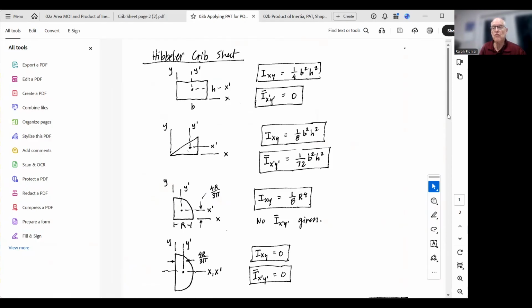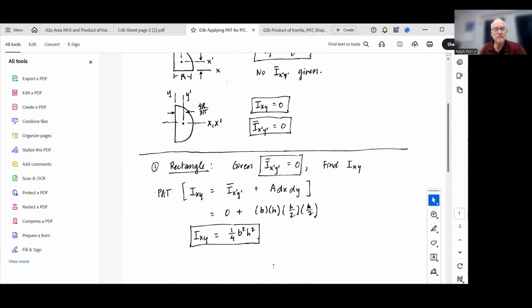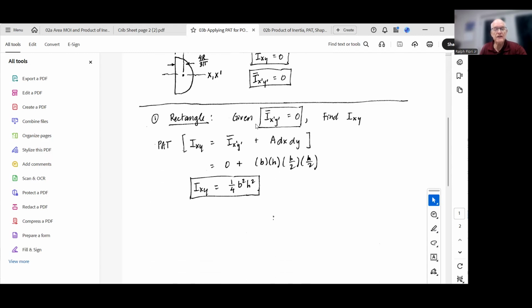Let's actually work with those formulas on the Hibbeler sheet a little bit, just for fun. For the rectangle, he gives Ixy is 1/4 b squared h squared. And of course, because this is symmetric, we know that I bar is 0. Well, let's prove this. Given the I bar is 0 about the centroidal axis, let's find Ixy.